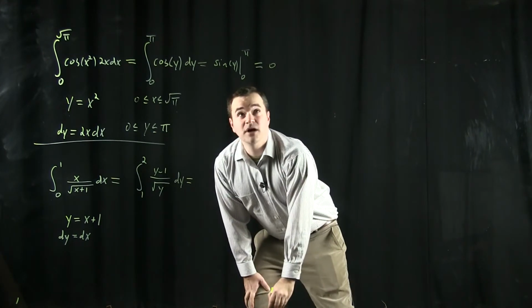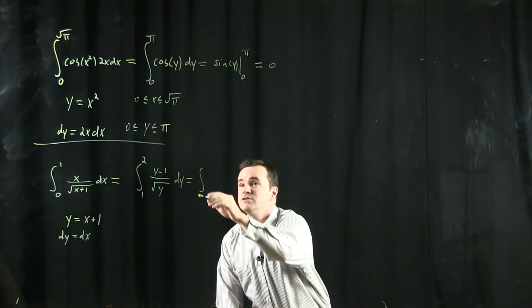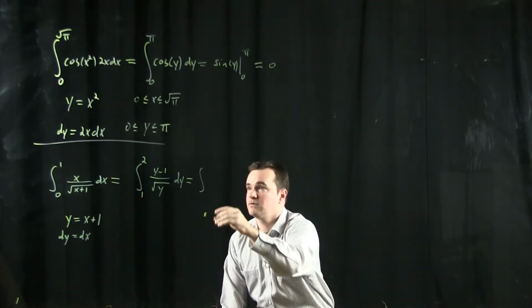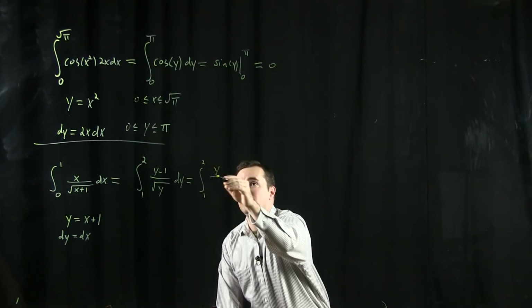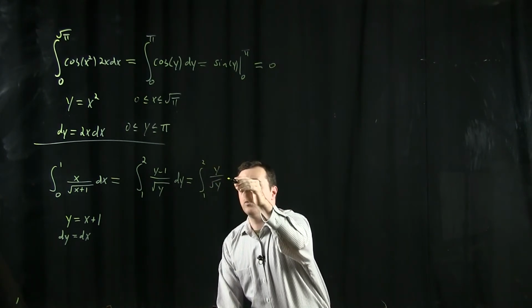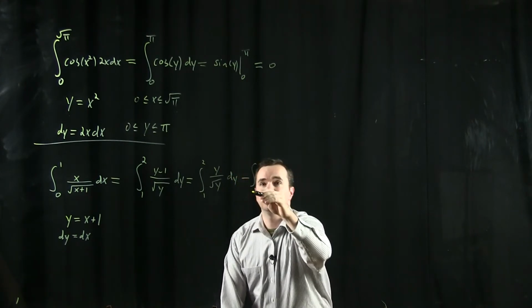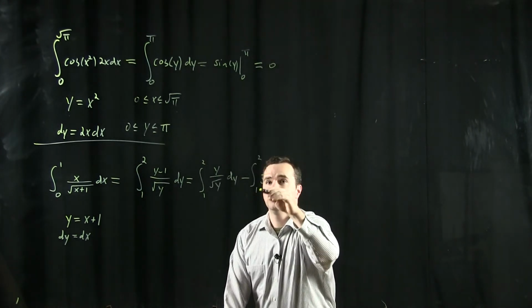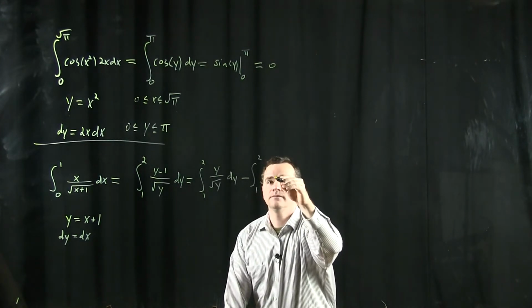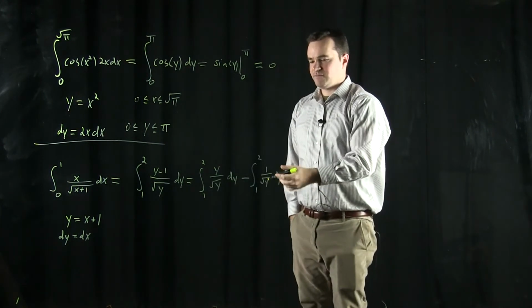I can break this up into two different parts, using what we call linearity of the integral. I can write this as the integral from 1 to 2 of y over root y dy, and then subtract the integral from 1 to 2 of 1 over the square root of y dy. And so now I'm off to the races.